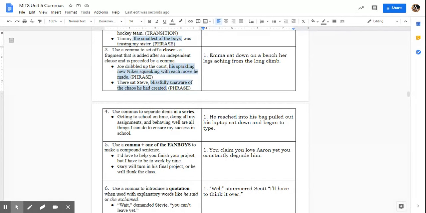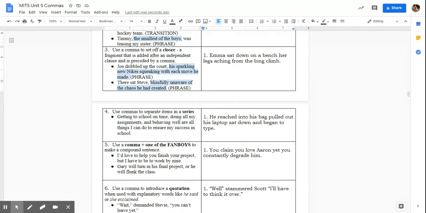3, use a comma to set off a closer, a fragment that is added after an independent clause and is preceded by a comma. We have 2 examples that are phrases. Joe dribbled up the court, his sparkling new Nikes squeaking with each move he made. Remember, phrases simply offer that additional information.